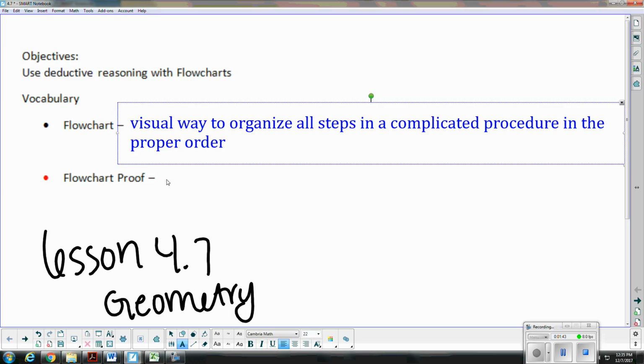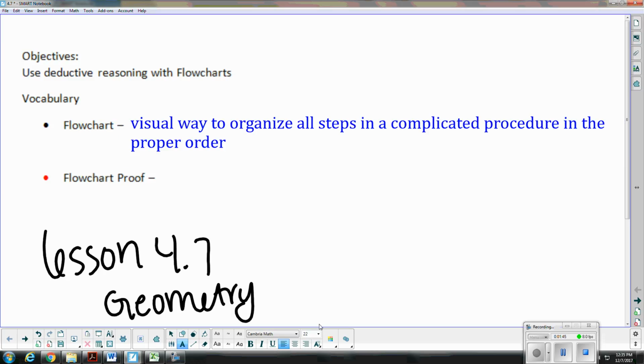Okay, so again, we're just going to organize the thoughts that we have, just like we've been giving reasons for everything that we did before. We're just going to organize them now in the order in which we know them. So we need to know the first thing before we can use that to show the second thing.